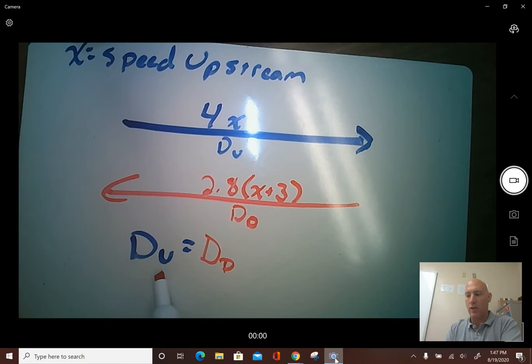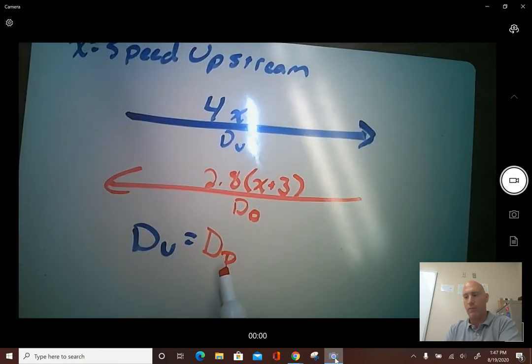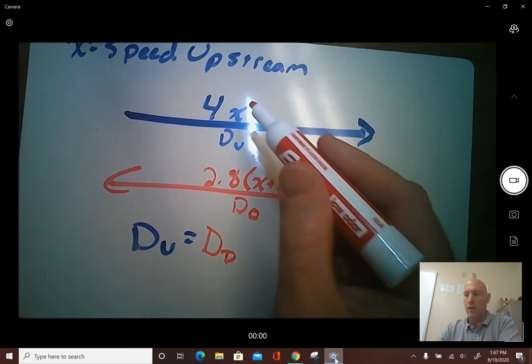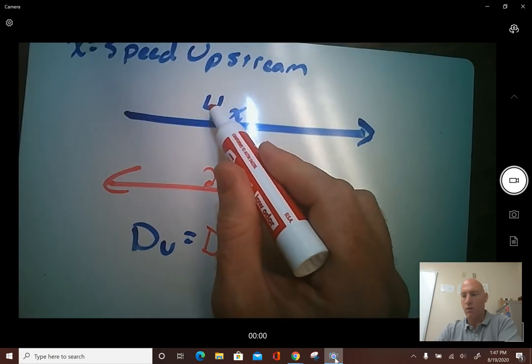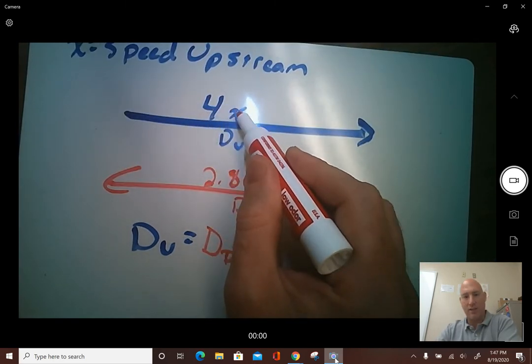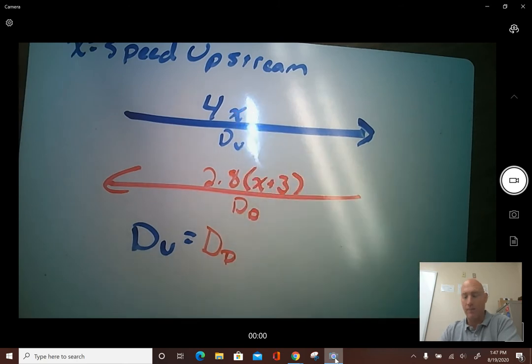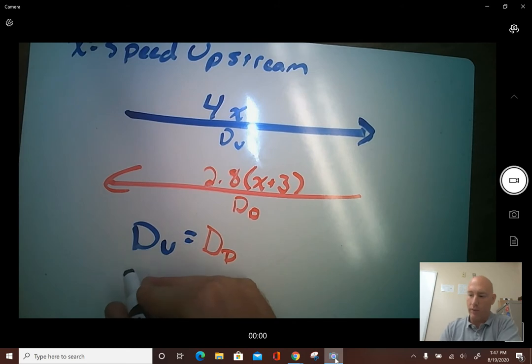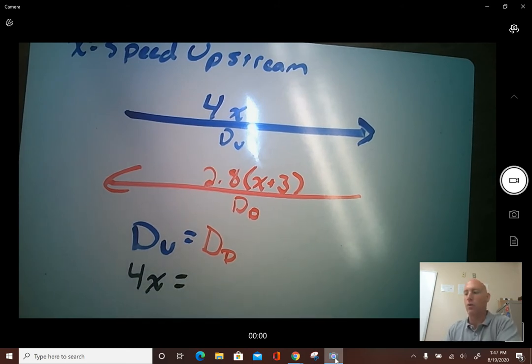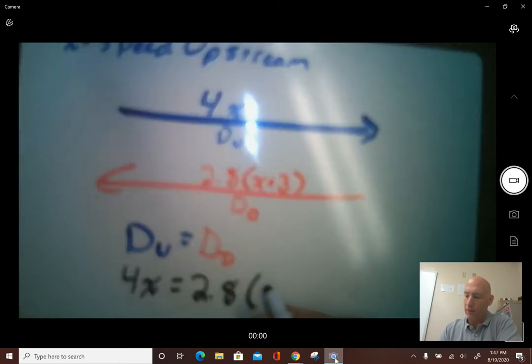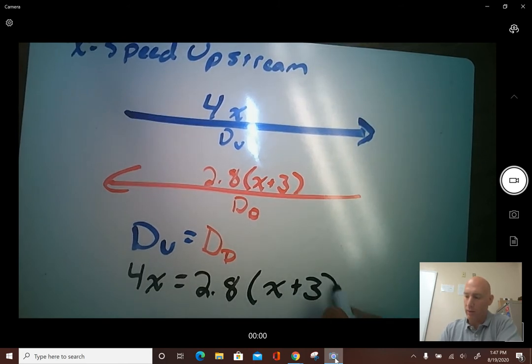I know the distance upstream equals the distance downstream. I know I can represent my distance upstream as 4x, 4 hours traveled times the speed of x, okay? So now I'm starting to fill in my equation completely. I know 4x has to be equal to 2.8 times x plus 3.